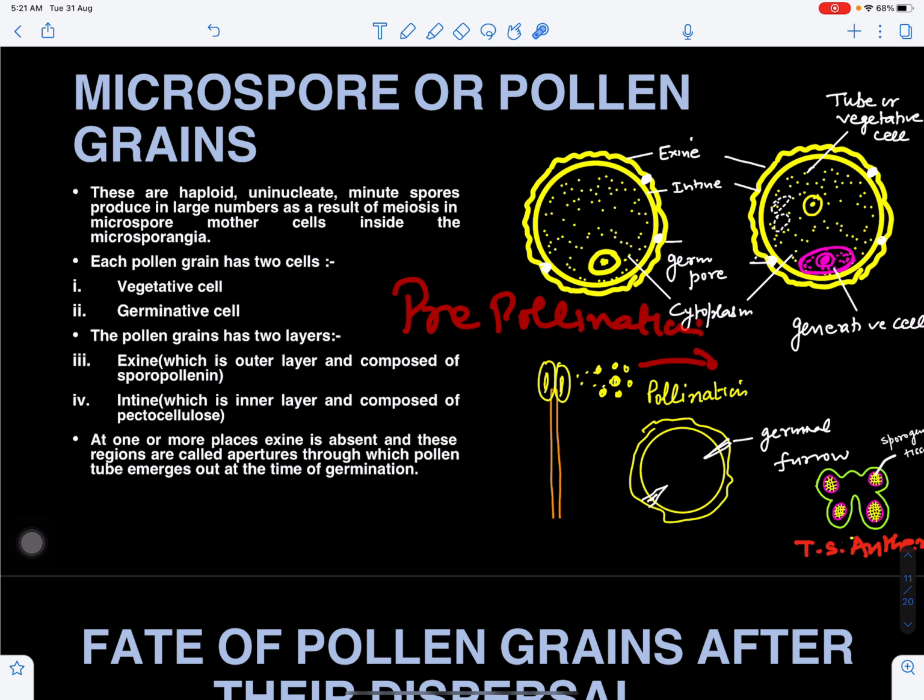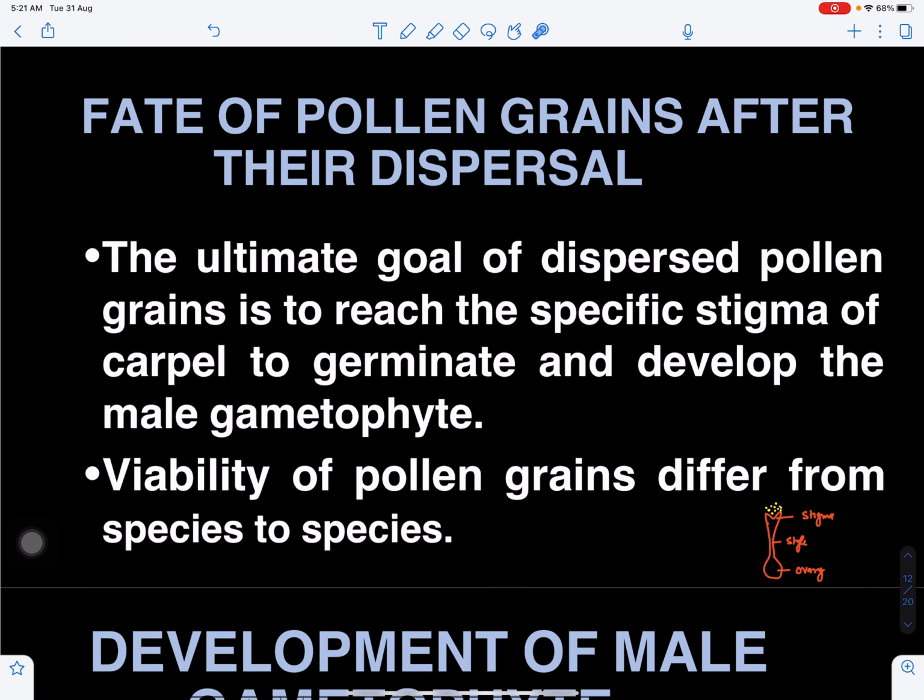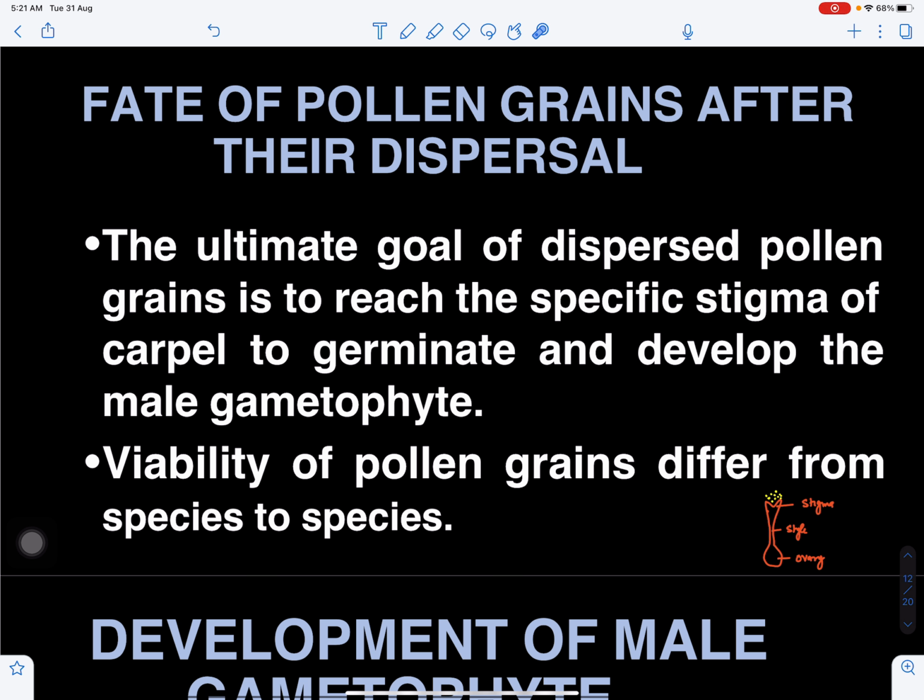And when they are liberated, then it is called post-pollination development. So these are two terms: pre means before liberation and post means after liberation, right? These pollen grains, when they are liberated, will be dispersed from one place to another. There are different methods for dispersal. I will not go into the detail, but it can be with the help of insects, or with the help of wind. But ultimately, the pollen grain has to reach the stigma of the flower, right?